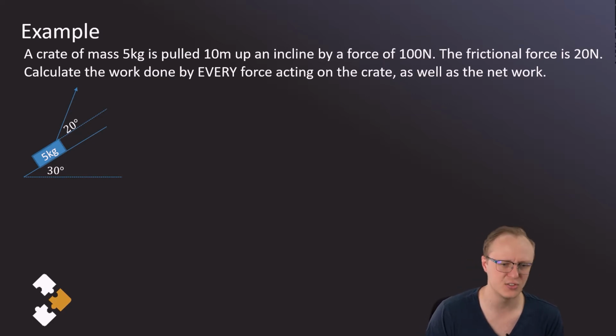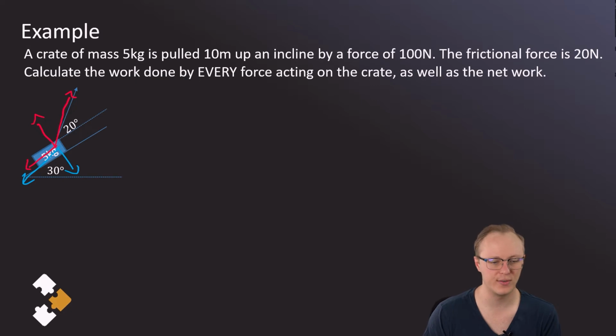Okay, so first things first, let's just understand what forces are actually acting on this crate, right? So you're going to have the applied force going up in that direction, the normal force will be going that way, friction will be opposing the motion, and then I'm going to break up gravity into Fg parallel and Fg perpendicular. Okay, so I have something that looks like that. Okay. So then what we have to do is start finding the work done by these forces, right?